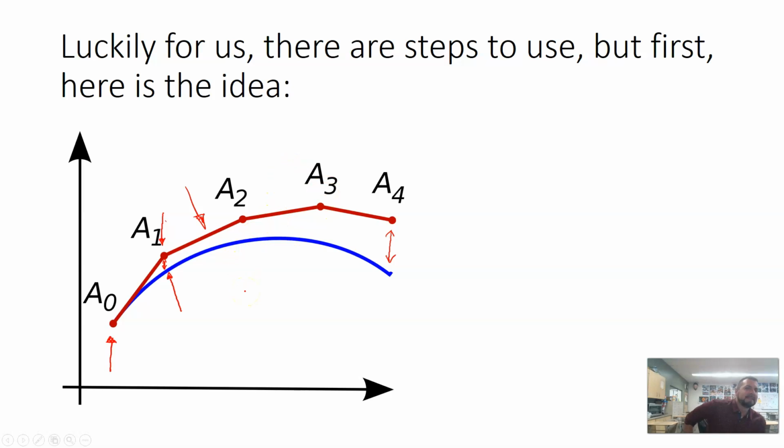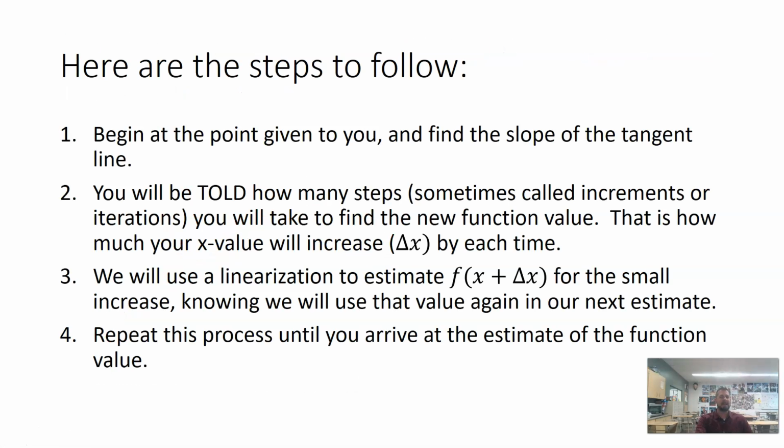Now, I know, again, that's a little bit complicated, so let me break that down into the steps that we're going to follow, okay? What we're going to do is, at the point given to us, find the slope of the tangent line, okay? You're going to be told where to start and where to end, and then you'll be told how many steps you're going to have to take to find the new function value. So basically, that's how much your x value is going to change by every single time.